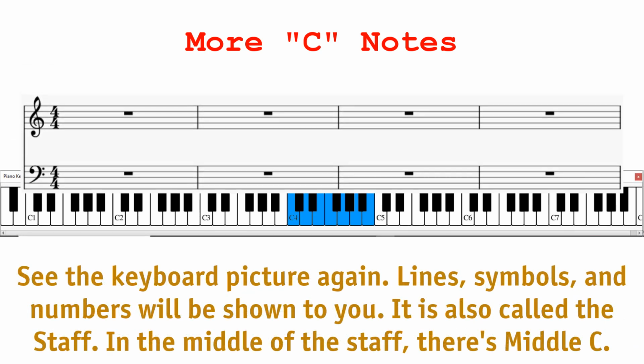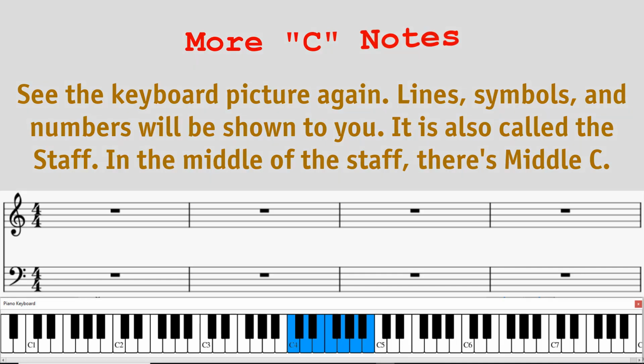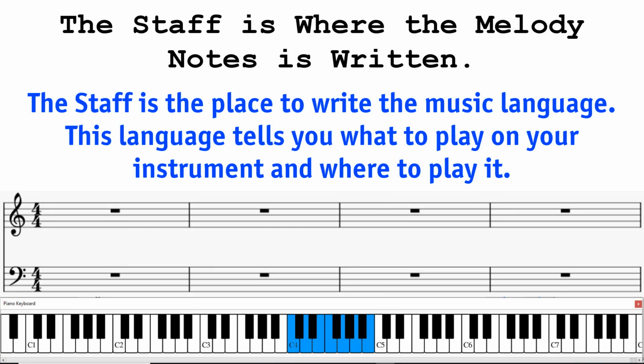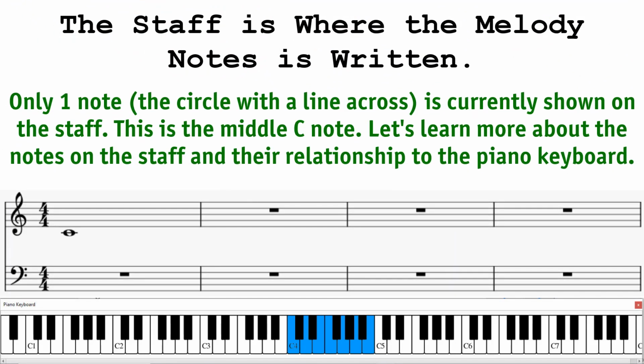You might want to go ahead and see the keyboard picture again. Lines, symbols, and numbers will be shown to you. It is also called the staff. In the middle of the staff, there's middle C. The staff is the place to write the music language. This language tells you what to play on your instrument and where to play it. Only one note, the circle with a line across, is currently shown on the staff. This is the middle C note.